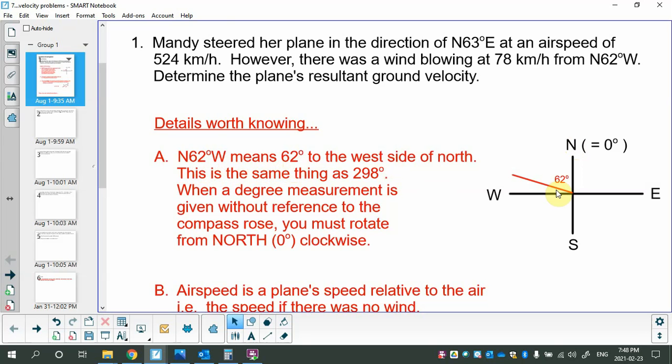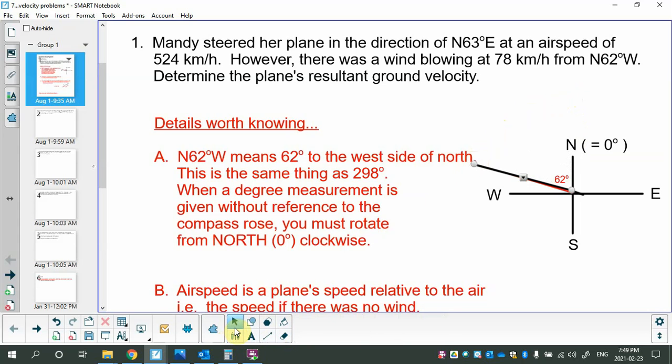So if you look, and I'm going to draw a line, and hopefully this will work as well as I picture it will be. So here's a line that's going north, and then north 62 degrees west means that you take this line and you swing it in the west direction by 62 degrees. That's what that means.